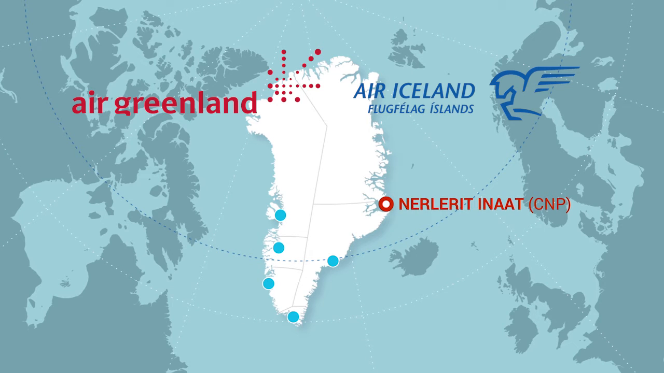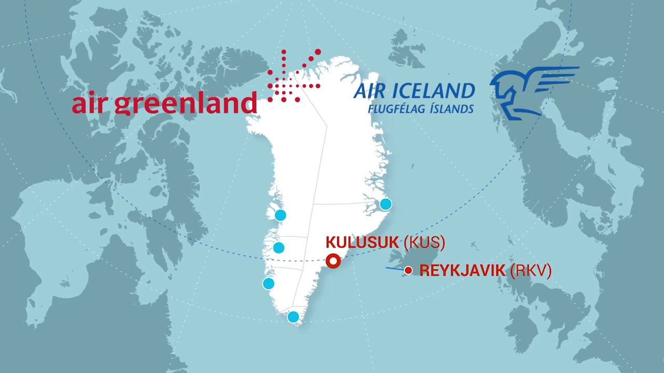Nerlerit Inaat is in East Greenland and is serviced by one airline. Air Iceland flies to Nerlerit Inaat, also commonly called Constable Point, once a week from Akureyri Domestic Airport in Iceland, during spring, summer, and autumn. Its airport code is CNP. Kulusuk is also in East Greenland and is also serviced by just one airline. Air Iceland flies year-round from Reykjavik Domestic Airport in Iceland. The Kulusuk airport code is KUS.